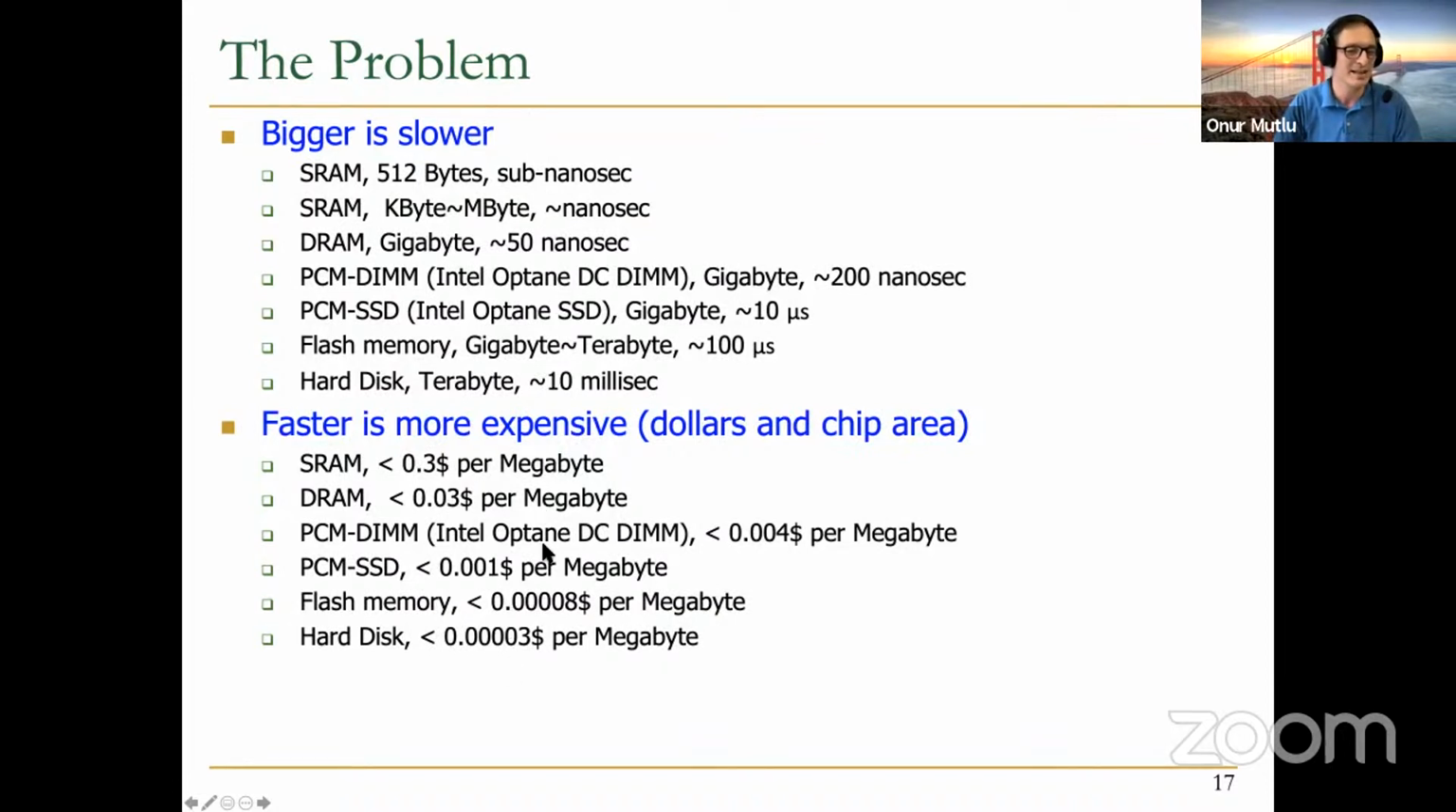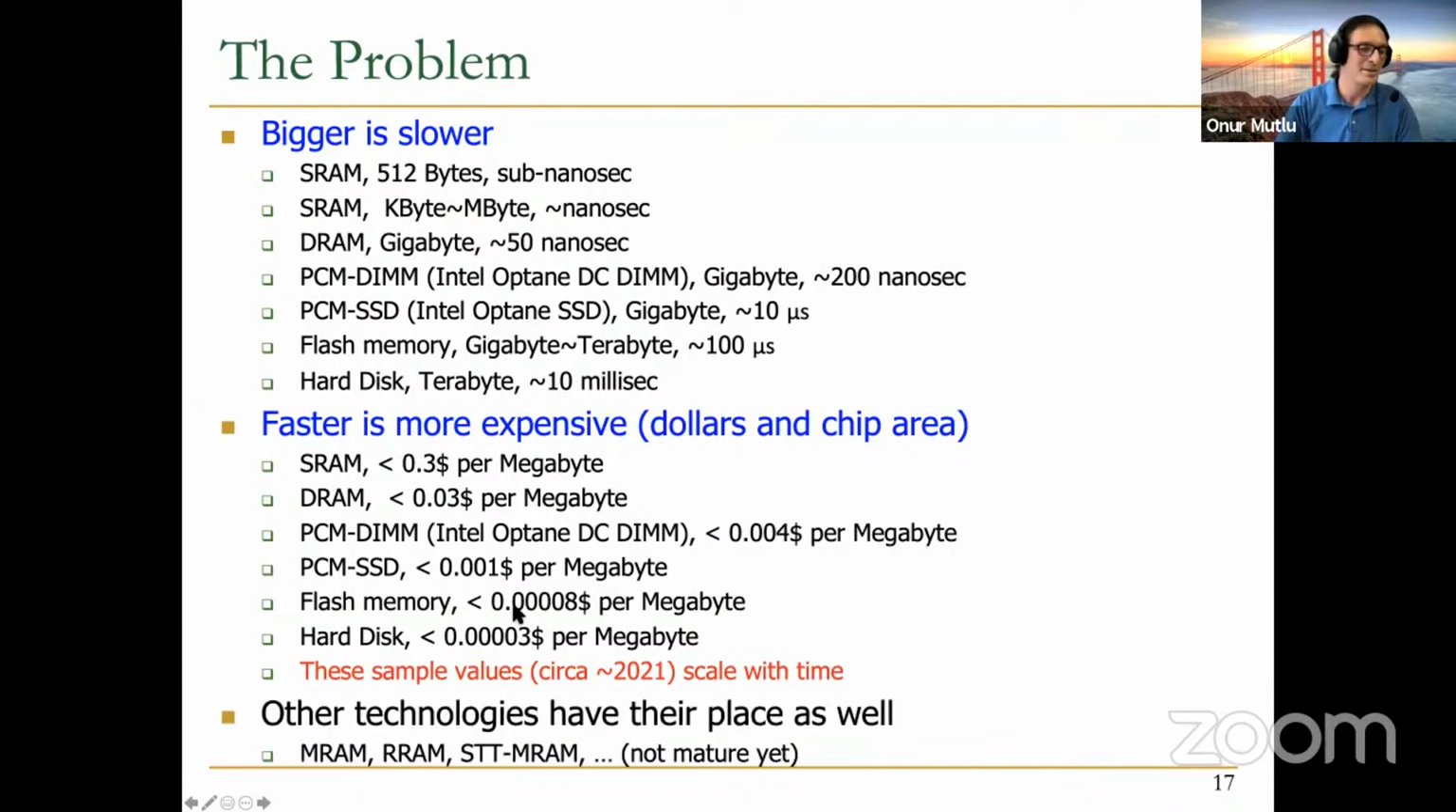This is actually real data from 2021. You can see that SRAM is quite costly per megabyte, $0.3, whereas hard disk is $0.00003 per megabyte. So you can see the cost differential over here as well. And other memory technologies that are not depicted over here have their place as well.